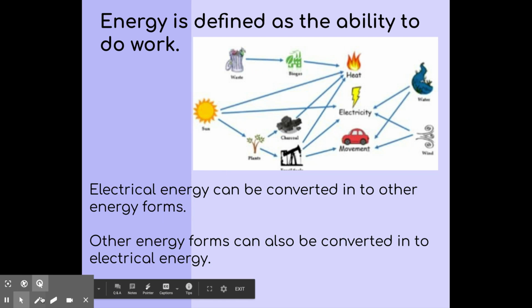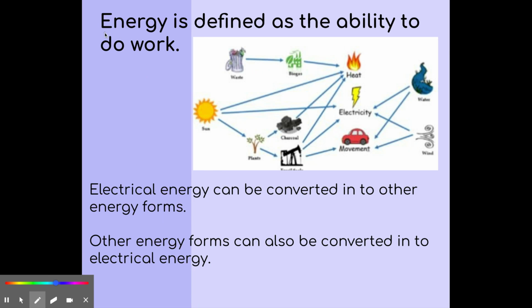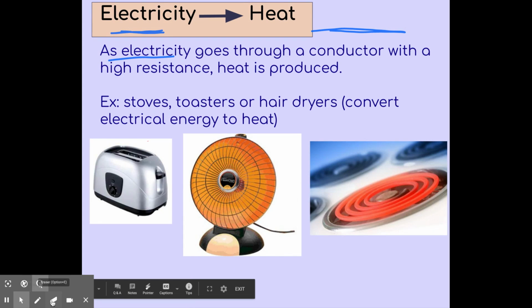So what does this look like? Well, first, actually, let's talk about what energy is. This is a key term here. Energy is defined as the ability to do work. When we're talking about energy, we can take electrical energy and it can convert into many other energy forms, and many other energy forms can convert into electrical energy. So we're going to walk through quite a few of them today.